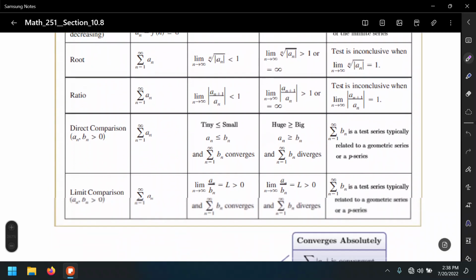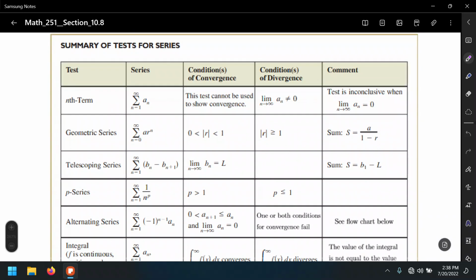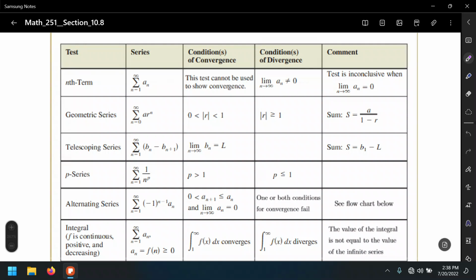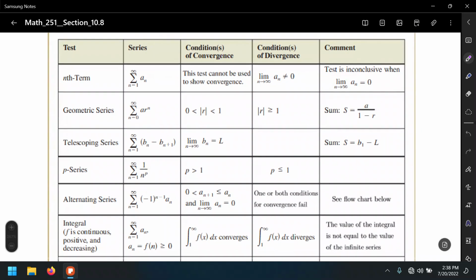All right. And the second column is how the series looks, so we can compare it with the best type of series to do the test. The third and fourth columns give the conditions for convergence and divergence respectively. It's important to review all of them. Let's have a look at all of them.